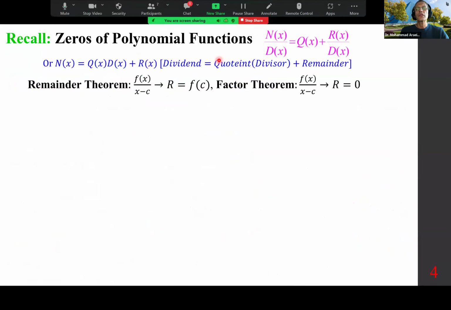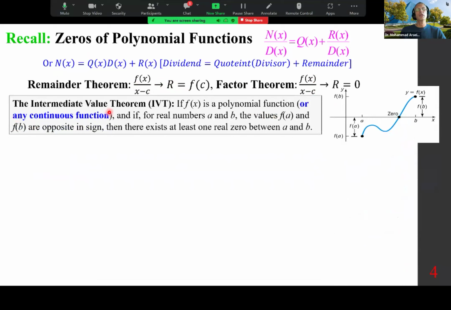Zeros of polynomial function. First and foremost, let's define the division algorithm. n of x over d of x is q of x plus r of x over d of x. Or you can say n of x equals q of x times d of x plus r of x. Dividend equals the quotient times the divisor plus the remainder. The remainder theorem says if you're dividing f of x by x minus c, then the remainder is simply the function evaluated at c. Factor theorem says we do the same thing, and if r is 0, then x minus c becomes a factor of f of x.